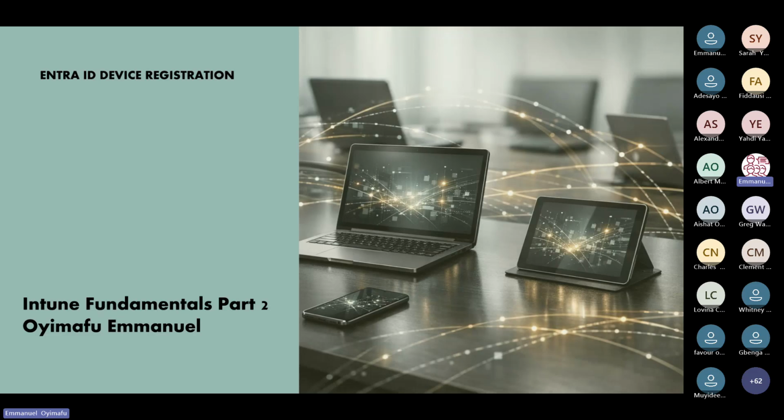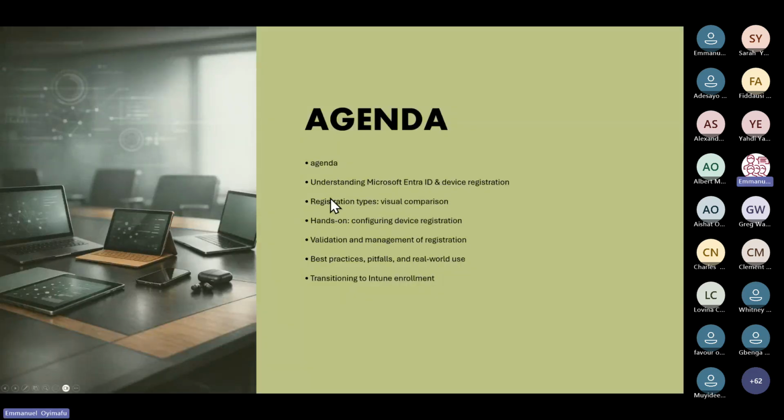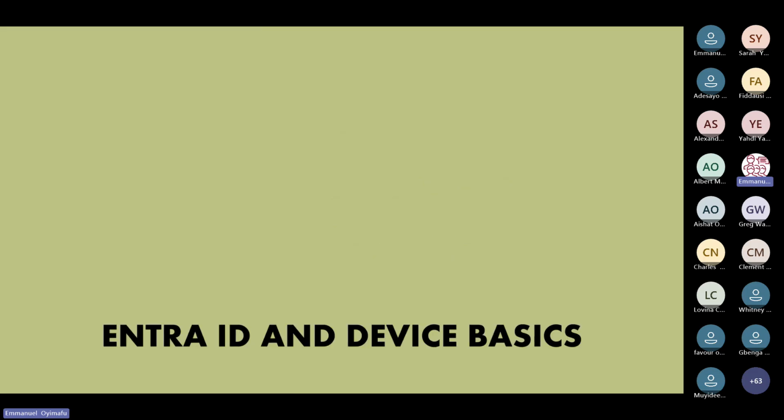I'll just go to my agenda for today. So firstly, we are going to understand Microsoft Entra ID and device registration. And we are going to see the different registration types that we have. We'll see a visual comparison, then there will be hands-on on configuring device registration, validation and management of registration, best practices, pitfalls, and real-world use cases. And we will now transition to Intune enrollment. So let's start with the first, which is Entra ID and device basics.